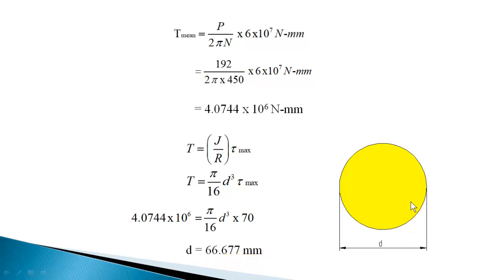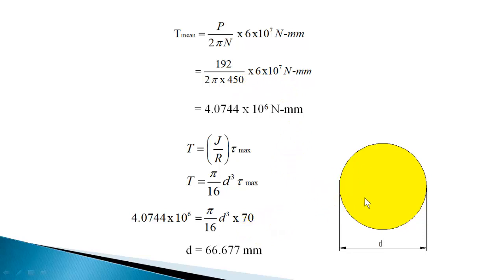So we should have a minimum diameter of 66.677 to transmit 192 kilowatt at 450 rpm keeping the maximum shear stress 70 megapascal.